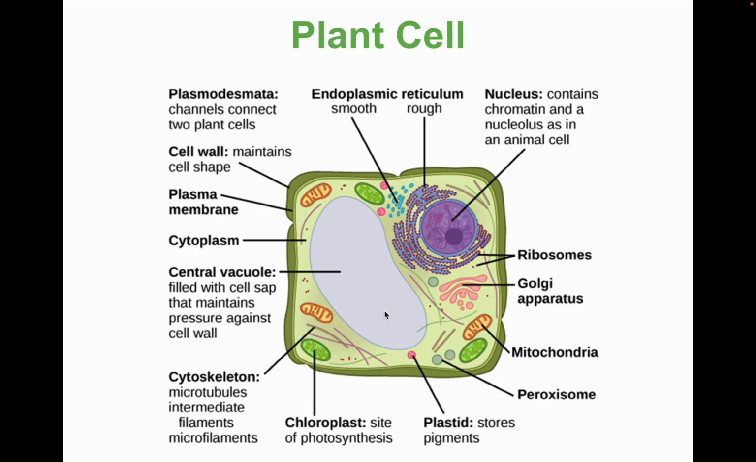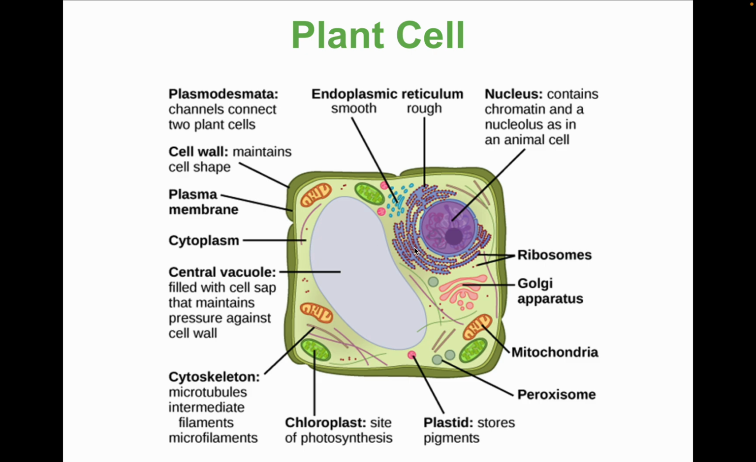And this is a plant cell. Perhaps two of the most notable things about plant cells is that they have a very rigid cell wall, which maintains the cell shape. Usually it's squarish or rectangular-ish, and they have a huge, large central vacuole. In fact, when you look at it under a microscope, it looks like the plant cell is being upheld by the vacuole almost. So it's filled with cell sap that maintains pressure against the cell wall. It also holds a lot of water.